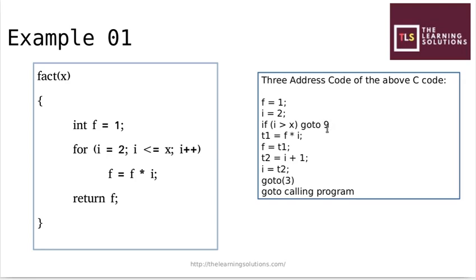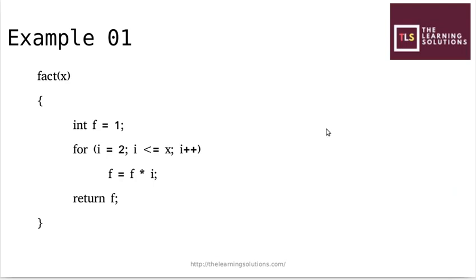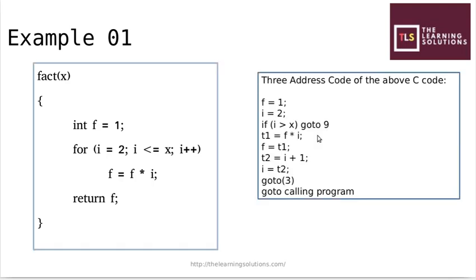Let us understand the statement number first. So this will be statement 1, 2, 3, 4, 5, 6, 7, 8 and 9. So 9th statement will be this calling program statement. So we will be going outside the function.